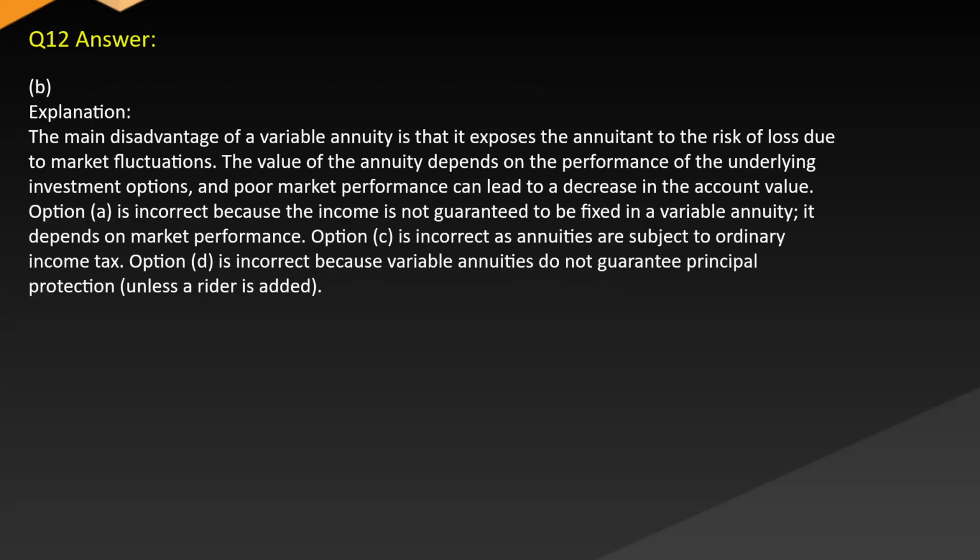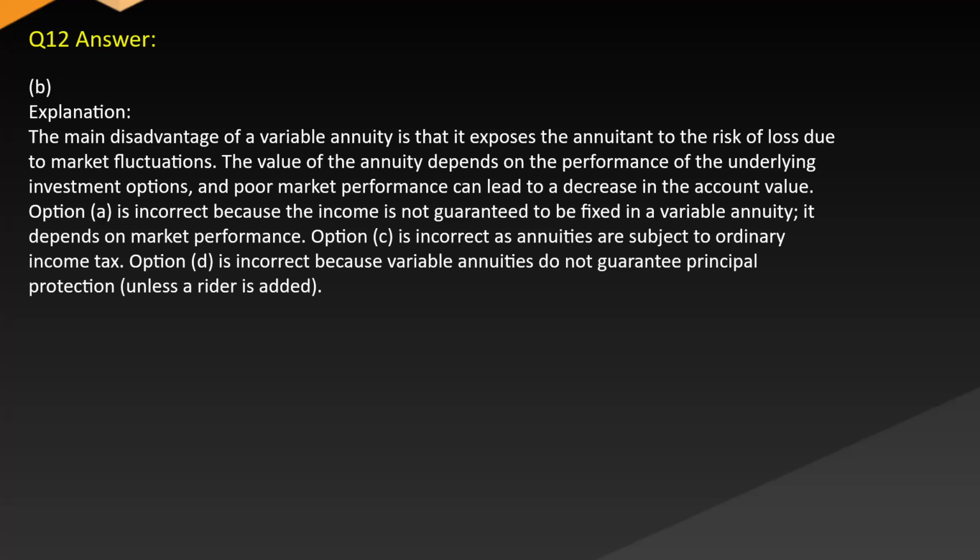Answer B. Explanation. The main disadvantage of a variable annuity is that it exposes the annuitant to the risk of loss due to market fluctuations. The value of the annuity depends on the performance of the underlying investment options, and poor market performance can lead to a decrease in the account value.